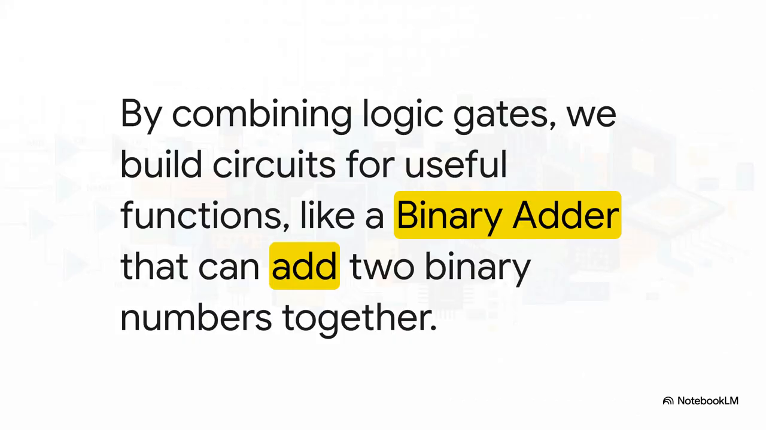And here's where it gets really cool. We can now go from simple logical rules to actual mathematics. By arranging our AND, OR, and NOT gates in just the right pattern, we can build something called a binary adder. And it does exactly what it sounds like. It takes two binary numbers as input, and it outputs their sum. We've literally just taught a collection of switches how to do arithmetic. This is a huge leap.